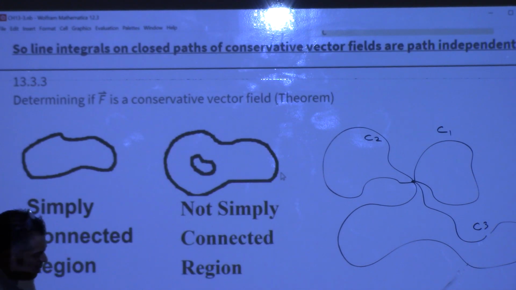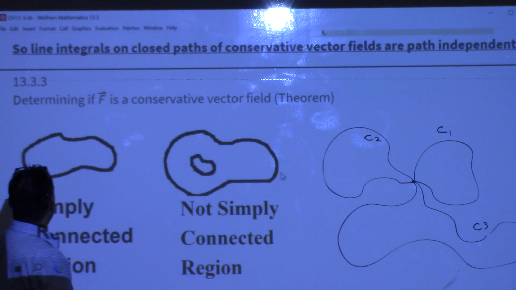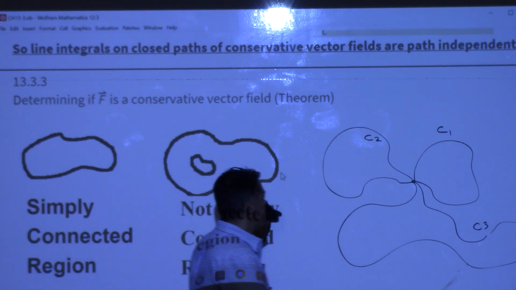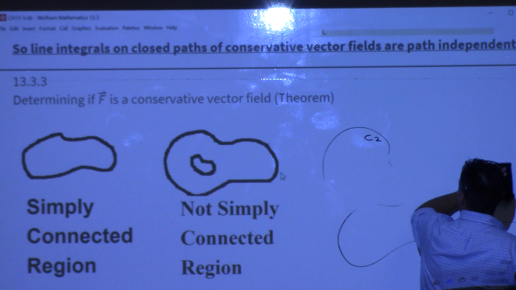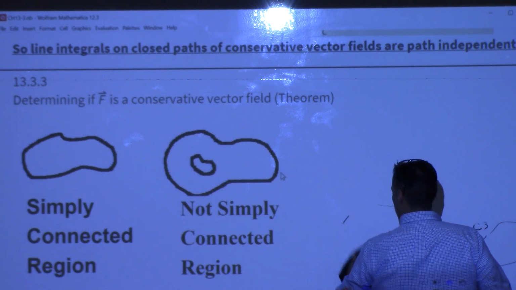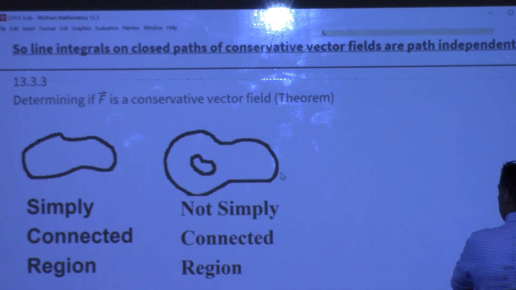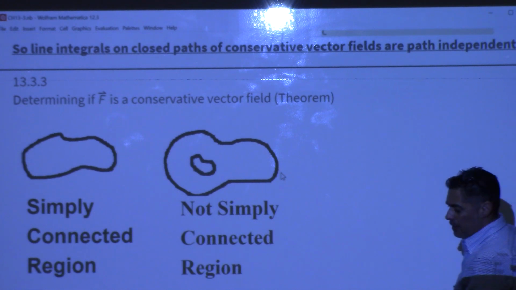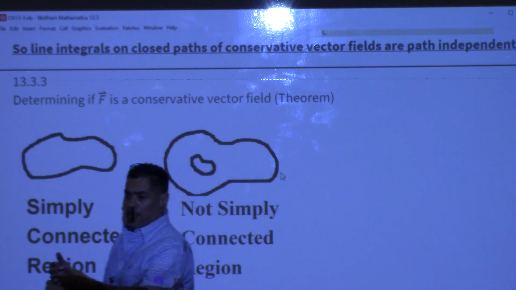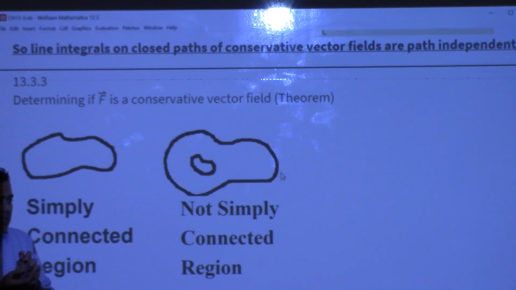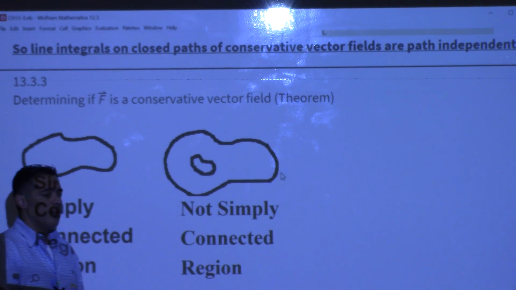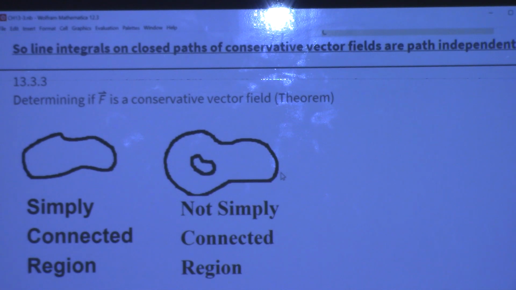All right, so how do we determine if a field is conservative? That's what we need to do now. Determining if F is conservative. Now, in the previous problem, I gave you little f, the scalar function, and we took its gradient. And by definition, that meant our field was conservative. But if I just hand you a field, how do you know if it's conservative or not? That's what we want to do.